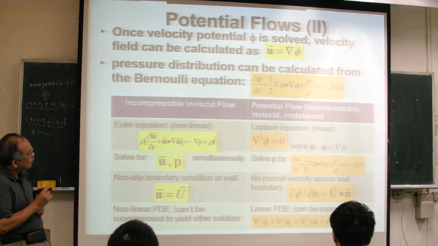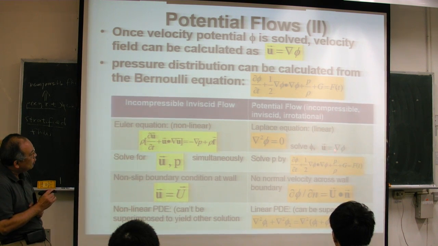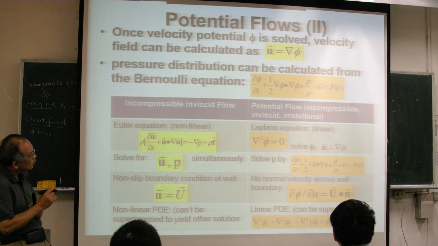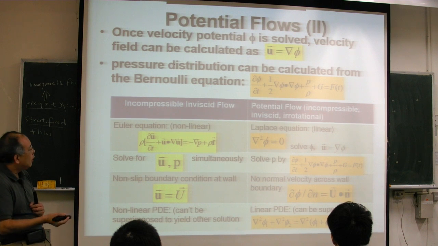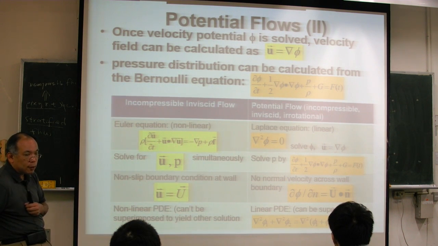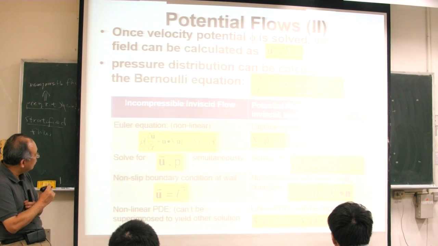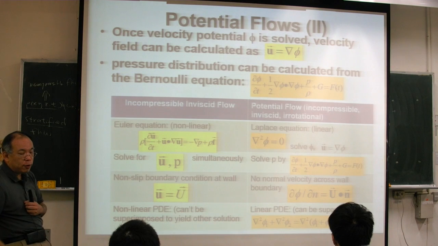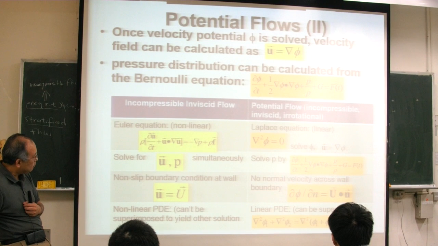Once we solve this problem and have this phi, the scalar field, the velocity potential, we can take a gradient of this and get the velocity. However, if you want to solve the Euler equation, you have to simultaneously solve for your velocity field as well as pressure field. Pressure also relates to the velocity. The pressure field and velocity field are solved simultaneously. It's not easy, right?